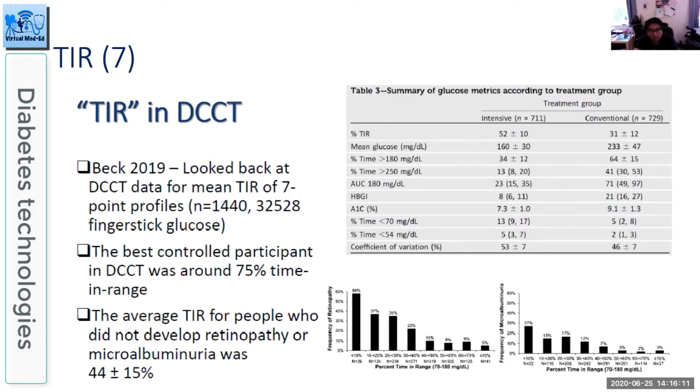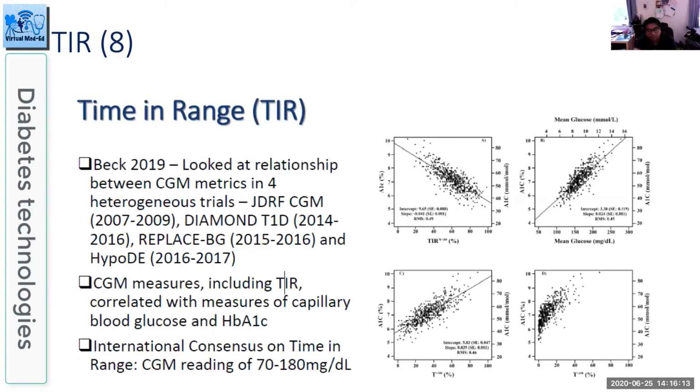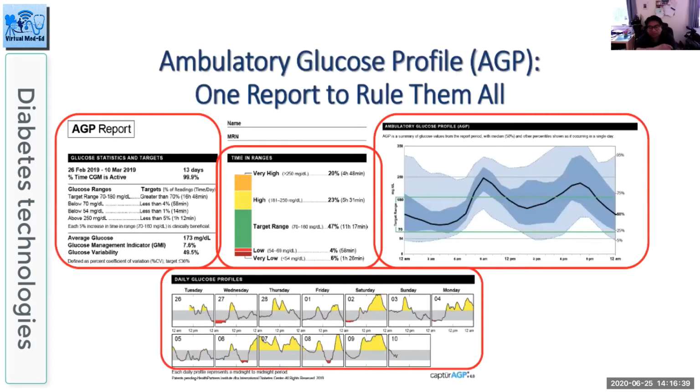Other evidence, looking at more recent CGM trials, your DIAMOND trial, your HypoDE trial, and various types of CGM. Again, right across the board, you want to understand the relationship between mean glucose, time in range, and HbA1c, and it mirrors what we understand from the DCCT surrogate studies to confirm that there is a relationship, and hence you can reproduce these findings.